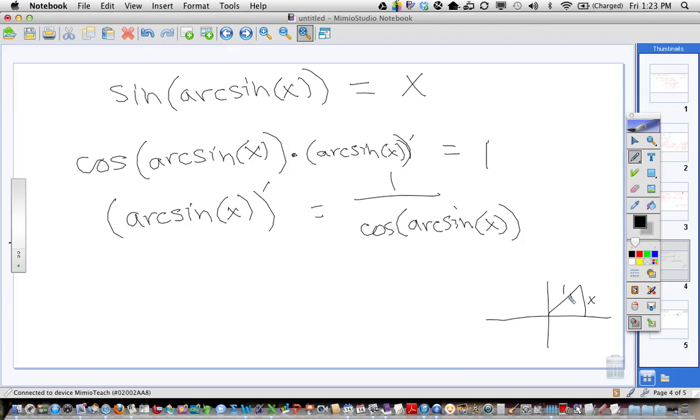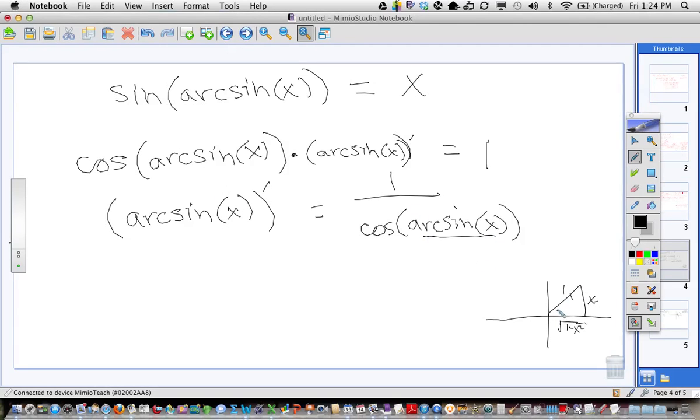Pythagorean theorem. It'd be 1 squared minus x squared, and then the square root of that. So this would be square root. You can kind of see where this is headed. This is the square root of 1 minus x squared. So that is what the inside is.